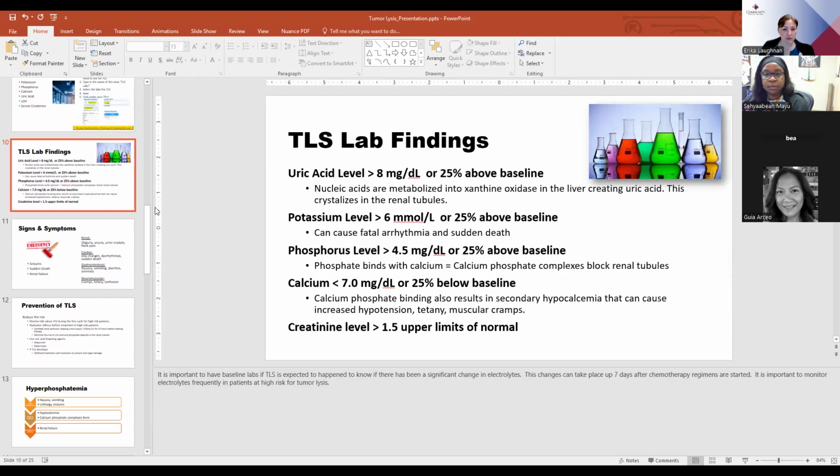TLS lab findings. These are some of the lab findings that are associated, as far as the lab values go, but they have to be at a certain level before they can say, yes, this is TLS, as part of their diagnosis.